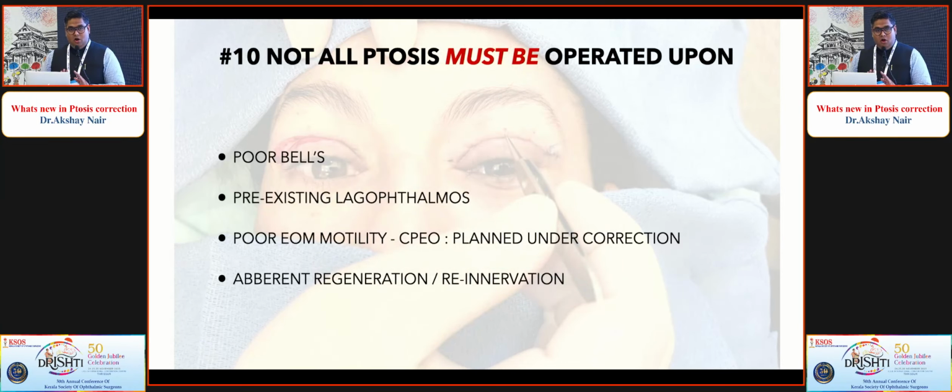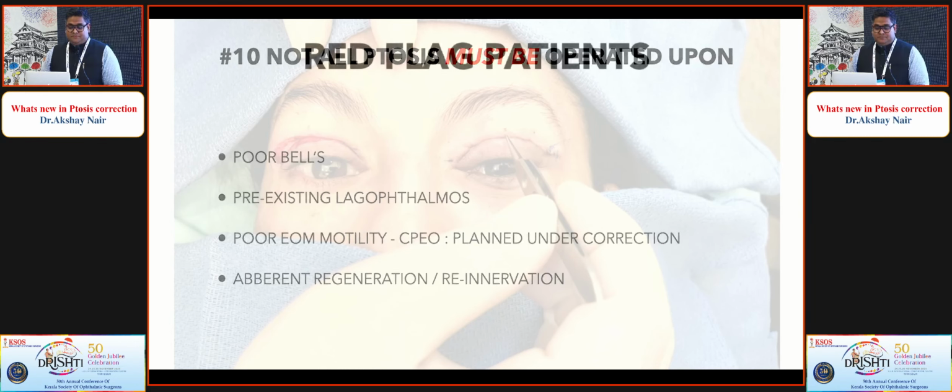So not all cases of ptosis must be operated. I'd happily refer him to my competitor, an oculoplastic surgeon in Bombay, if this is not a thing that I want to take up. Whether it's poor ocular motility because of CPEO, where you want to plan an undercorrection, or aberrant reinnervation, regeneration, poor Bell's, these are cases you don't want to touch.